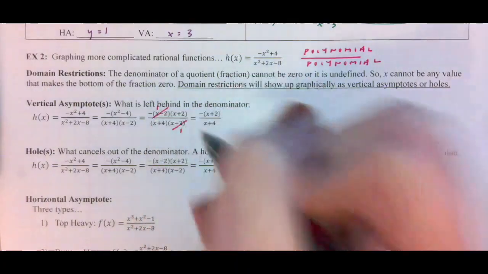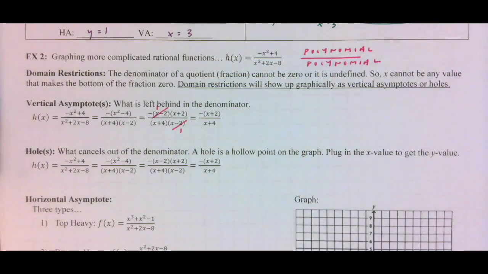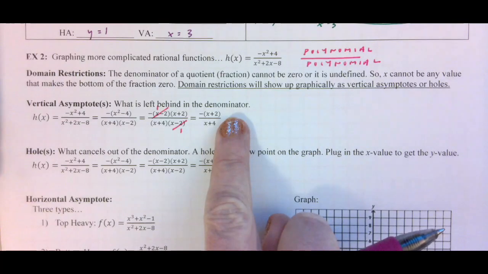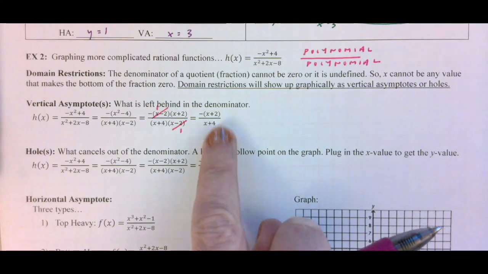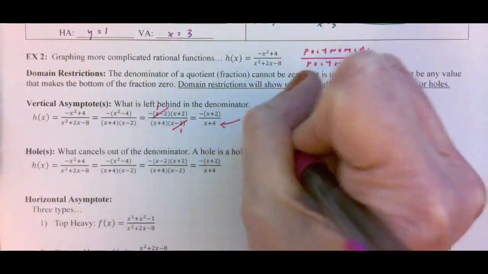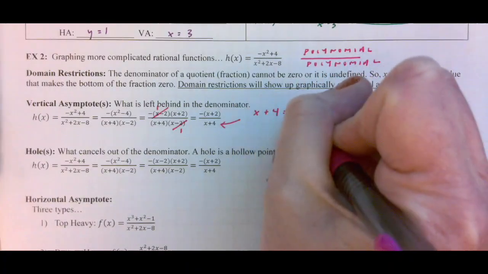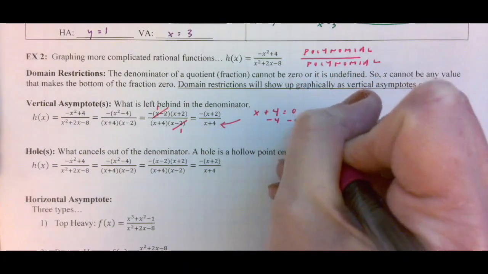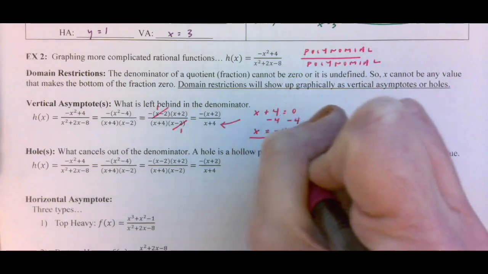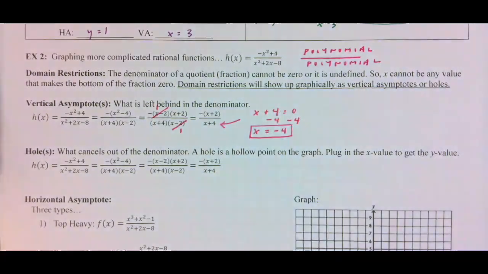So I can reduce it down. I know that anything over itself is just 1. So then it simplifies here to be negative times parentheses x plus 2 over x plus 4. So that x plus 4 is what's left behind. That's going to give me a vertical asymptote. I just set that x plus 4 equal to 0, and I solve. And I get that x equals negative 4. That's going to be a vertical asymptote.